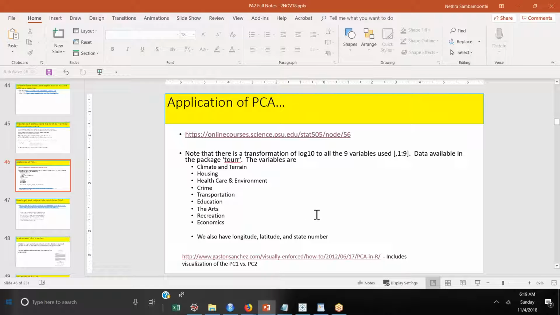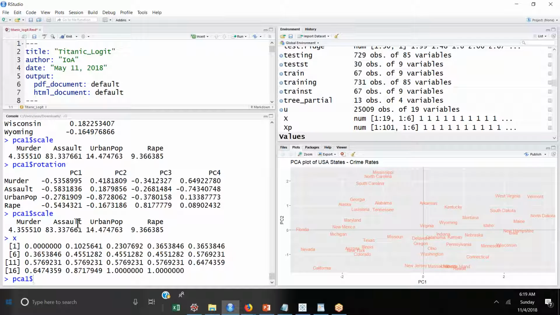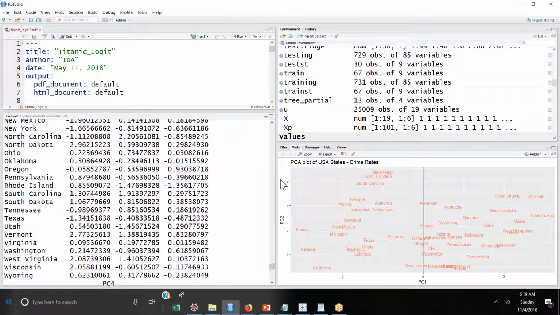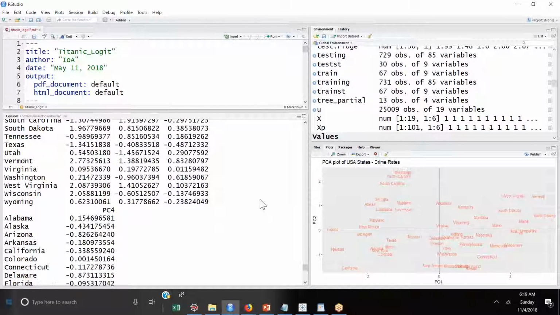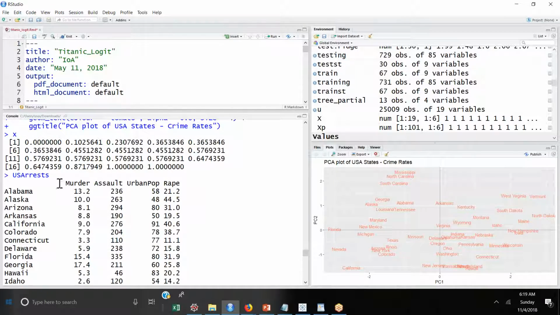So we looked into that one, and then I also looked into what is called the US arrests data set. Are you able to see my screen? Yes, sir. This is the data. There are 4 columns of data: murder, assault, urban population, and rape. Sorry about this very gruesome looking data set.